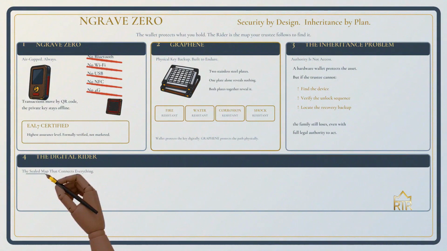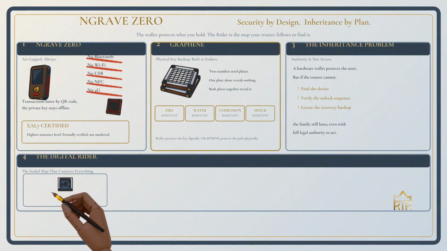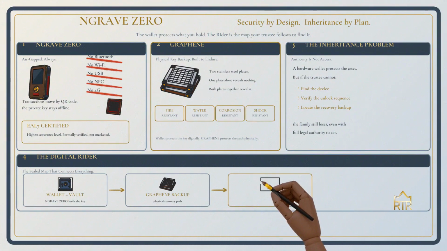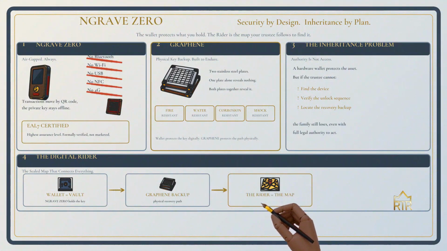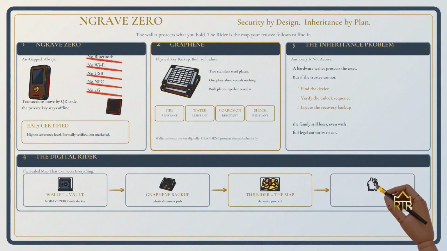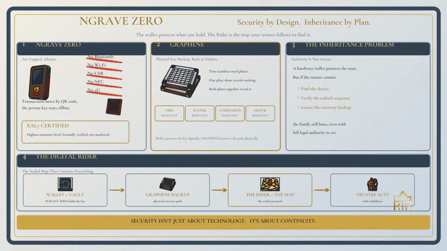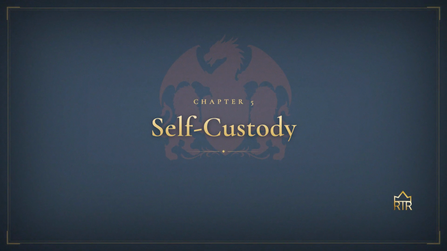The wallet is the vault. Graphene is the physical recovery backup. The digital rider is the sealed map that tells the trustee where the vault is, where the graphene backup is stored, who may access it, what proof is required, and what sequence must be followed. The rider does not publish the seed phrase. It documents the protocol. The wallet protects what you hold. The rider is the map your trustee follows to find it.